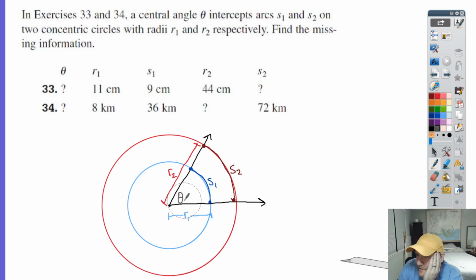So I'm drawing this to be about 60 degrees. Well, of course 60 degrees would cut a smaller arc from a smaller circle. So we can take that the central angles are the same. It's only the radii and the arc length that are different. That's kind of the trick here. So once you get that, you look at this and you see that you've got R1 and S1. So you've got the radius of the blue, it's 11. You've got the arc length of the blue, it's 9. So using that information, you can figure out theta. And then once you know theta, you can find the other arc length because you know that guy's radius is 44.